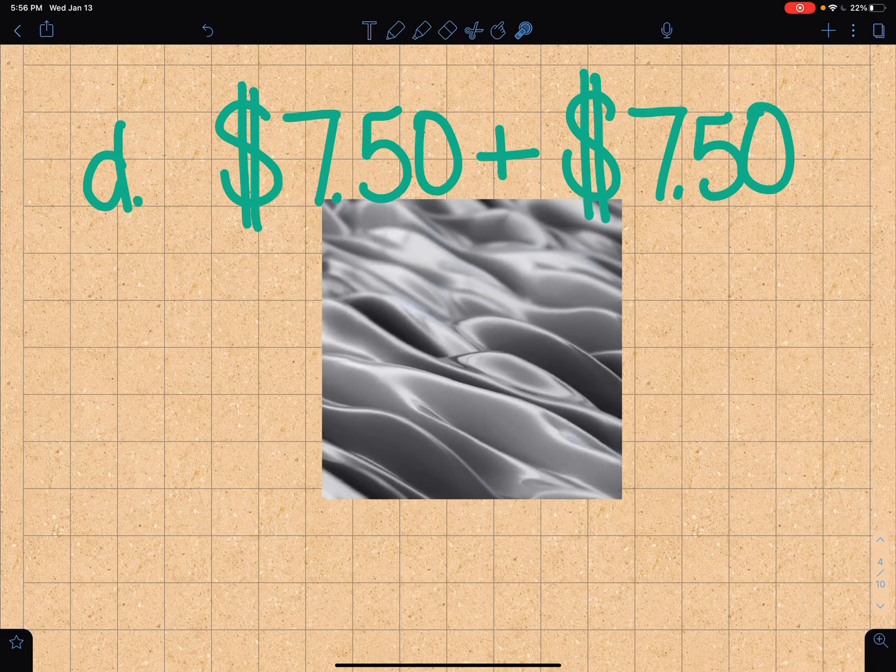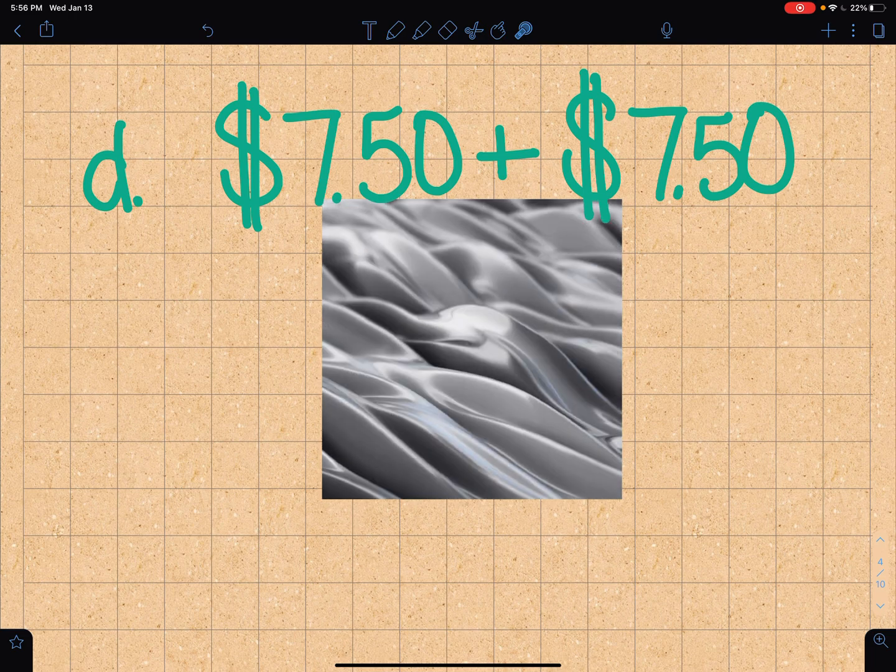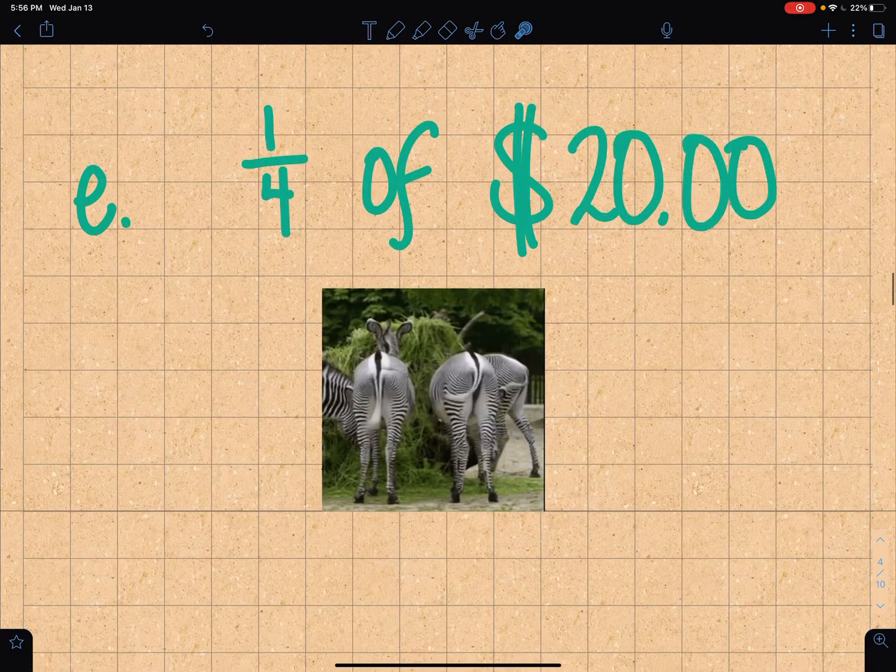I don't know what this picture is of, but it kind of looks like silk. Something smooth and silky to me. Okay, and this picture I just thought was funny. It just made me laugh, so I thought you'd like it.